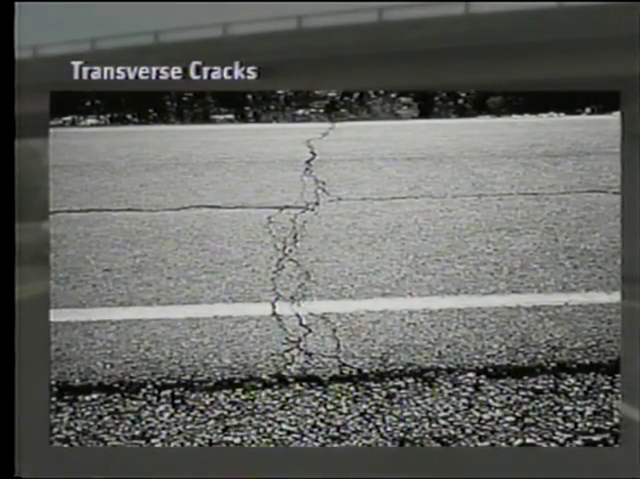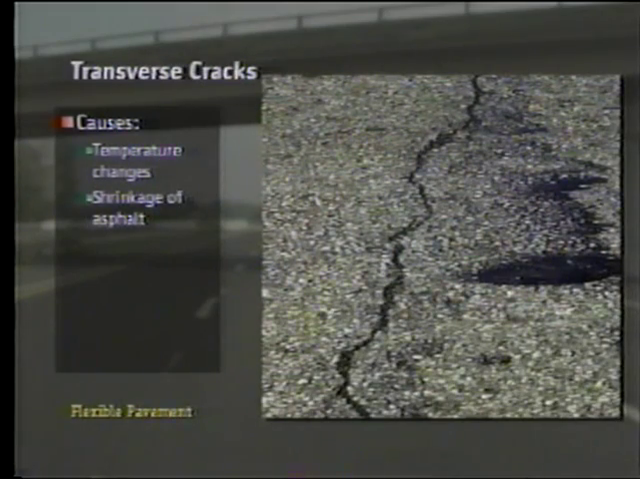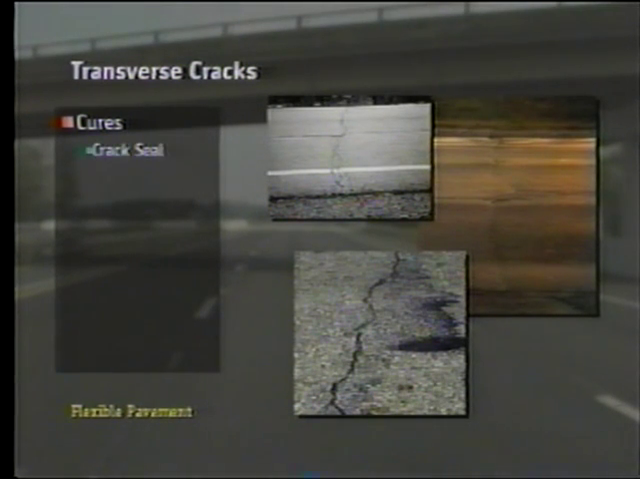Transverse cracks appear at approximately right angles to the center line. They're caused by temperature changes and shrinkage of the asphalt with aging. Cures include crack sealing, chip seals, and thin overlays.